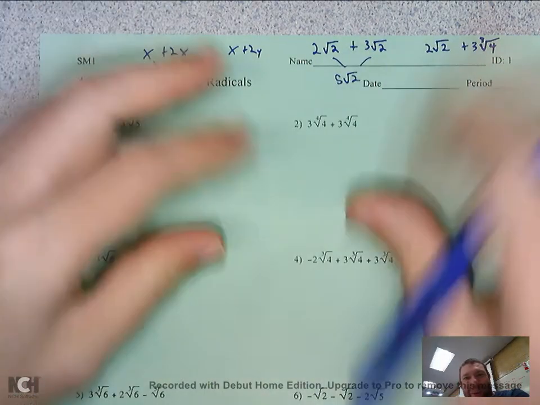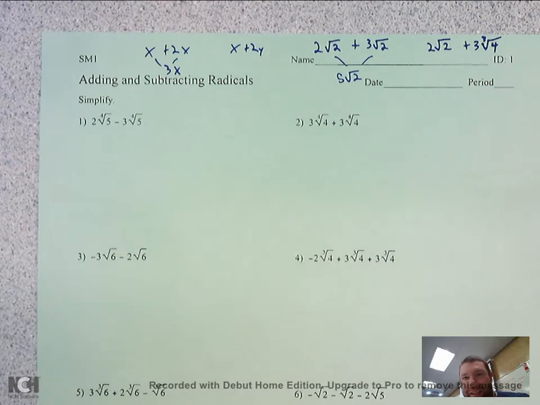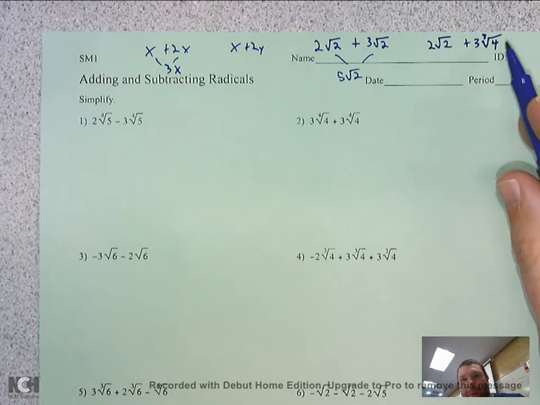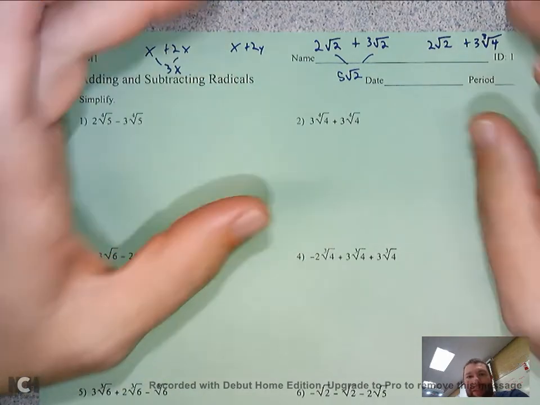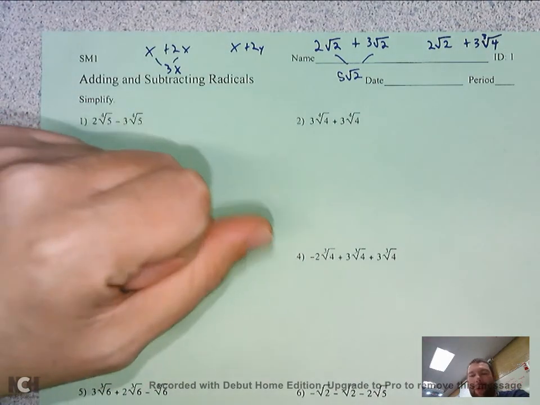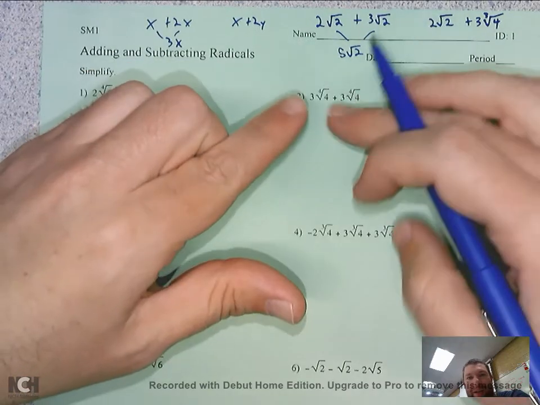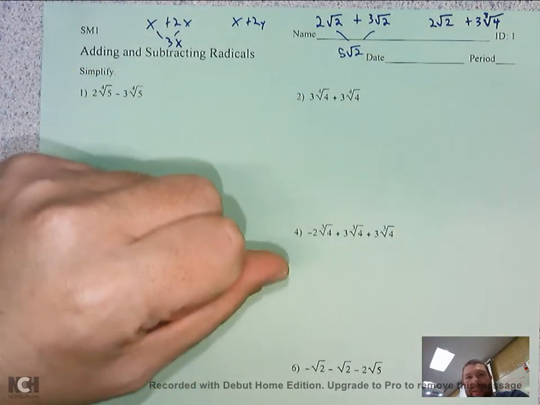Okay, so that's the general idea: you just treat those radicals like a type of variable. It has to be the exact same number and type of root in order to combine. And then you just combine the numbers in front, and the root stays the same.